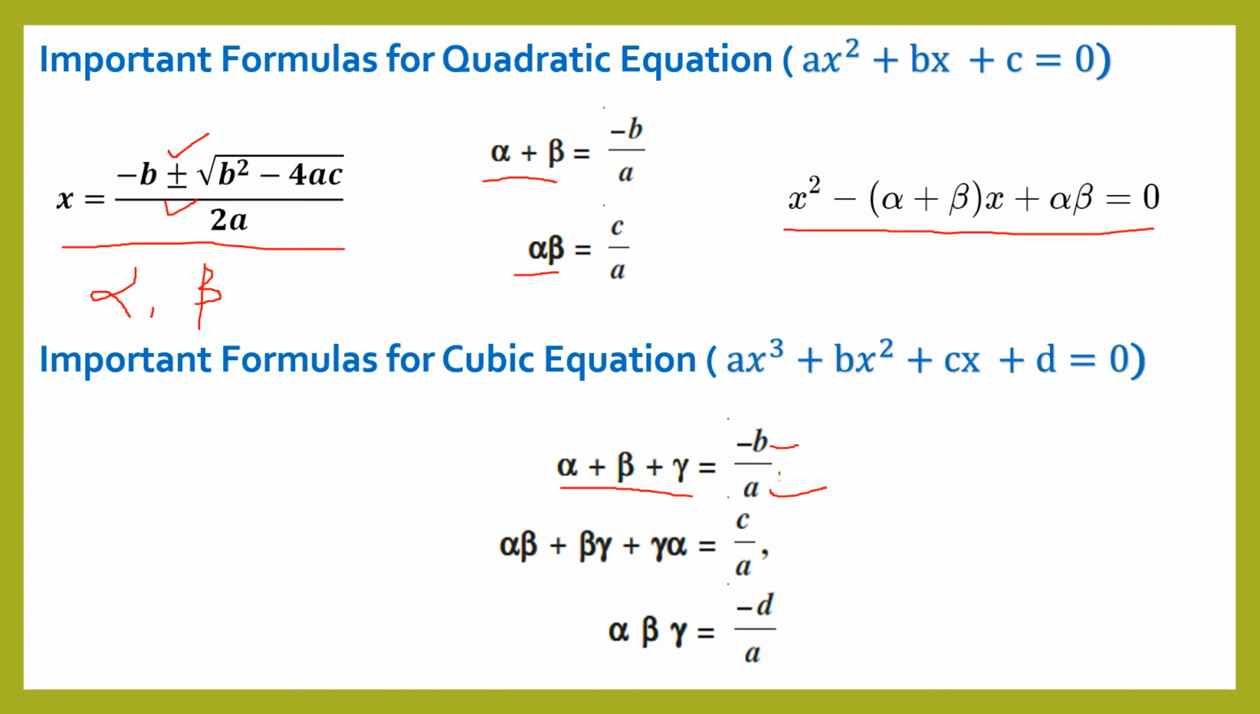If you take alpha into beta plus beta into gamma and gamma into alpha, then it will be equal to c by a, where c is the coefficient of x and a is the coefficient of x cubed. If you multiply all the roots of a cubic equation, then it will be equal to minus d by a, where d is a constant and a is the coefficient of x cubed.